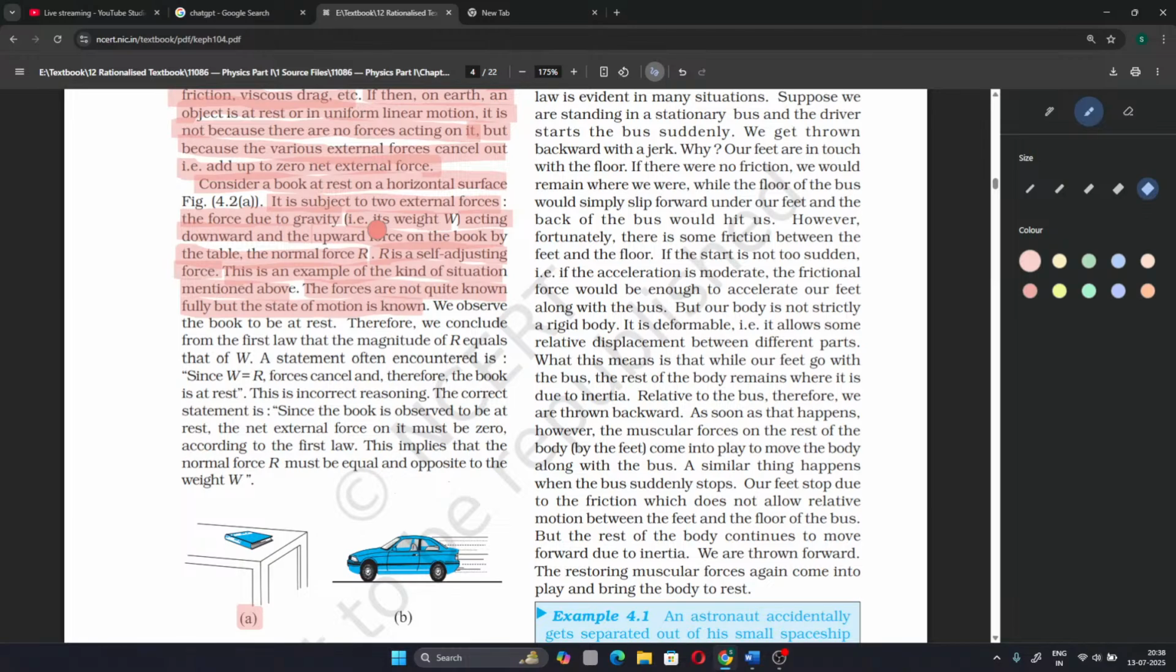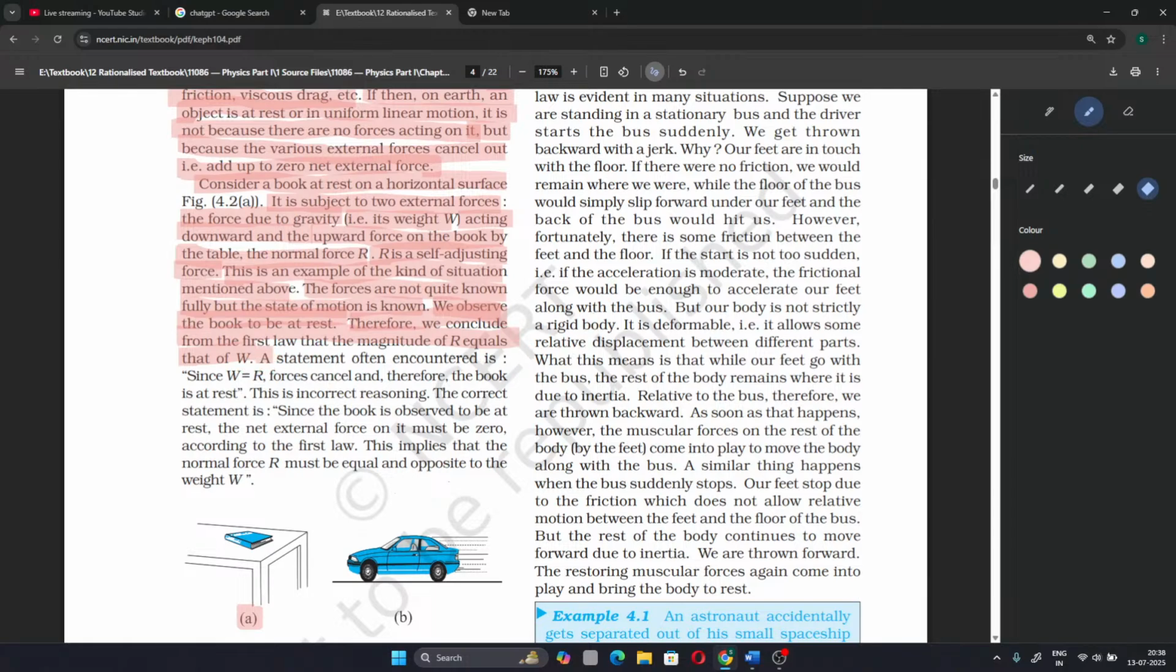But we do know if the book is in motion, if the book is at rest, or what kind of motion the book is in, or the car here in the second case. We observe the book to be at rest. Therefore, we conclude from the first law that the magnitude of the normal force is equal to W, the gravitational force.